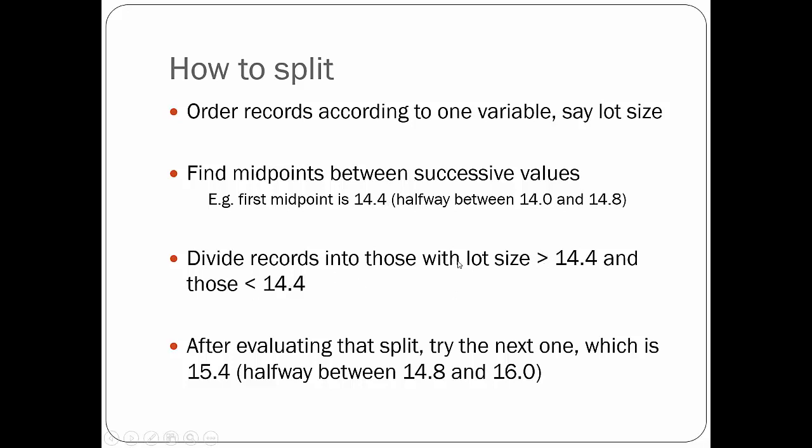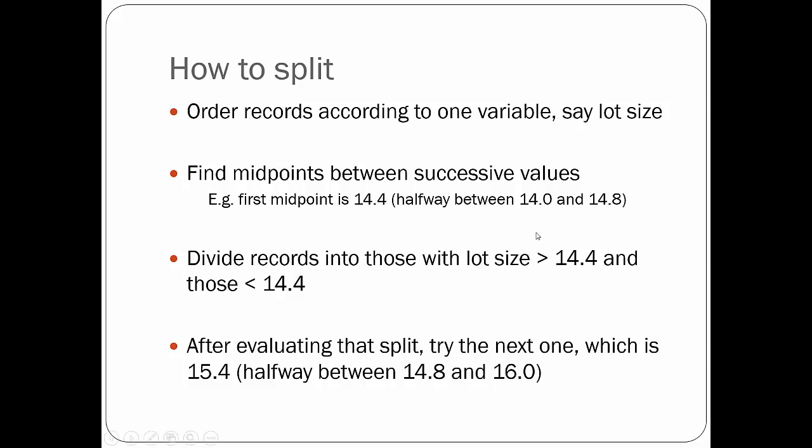Because it'll split the data into mutually exclusive partitions. But if you want to take one of the limits, for example 14.8, then you will have less than 14.8 on one side and greater than or equal to 14.8 on the other side. So you'll have a partition like that. Now once you have a partition, you have to evaluate that split. How good is that split? We will talk about how to evaluate how good a split is in a little bit.